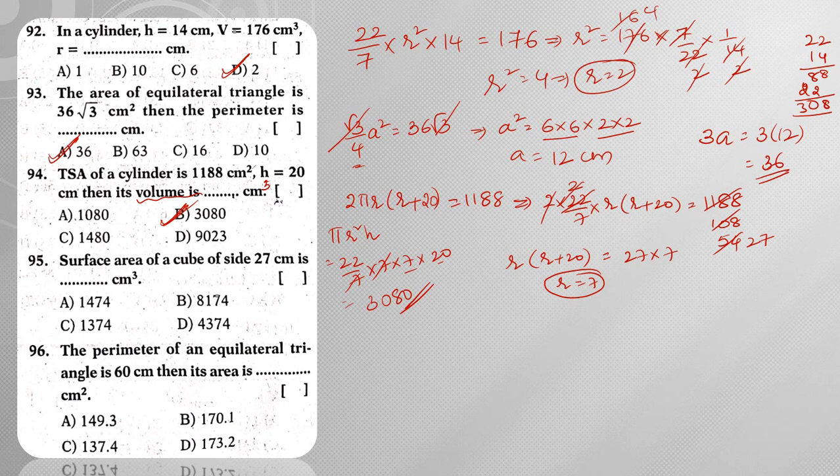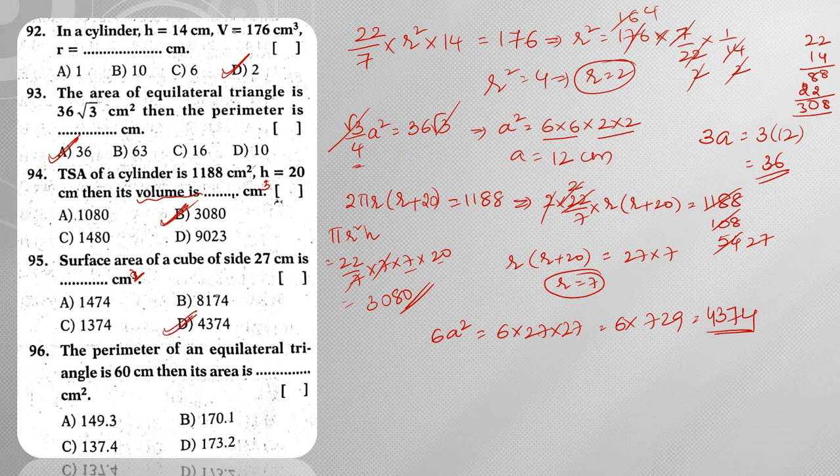Next, surface area of cube of side 27 centimeters is. So surface area is asking. So surface area is nothing but 6a square. So 6 into 27 into 27. So 6 into 729. So 9 6s are 54, 5 is carried. 6 2s are 12 plus 5, 17. 1 is carried. 6 7s are 42 plus 1, 43. Hence the answer is 4374.